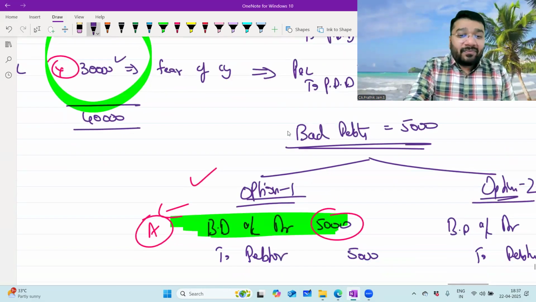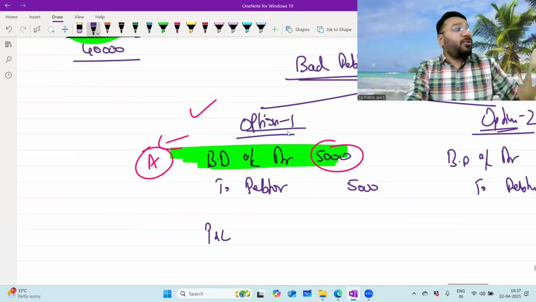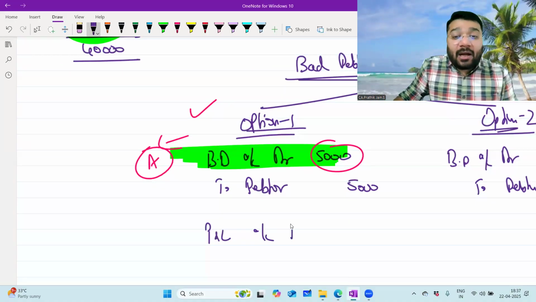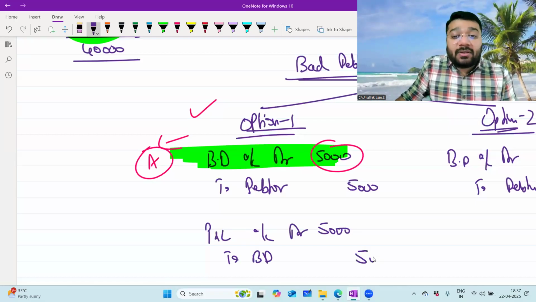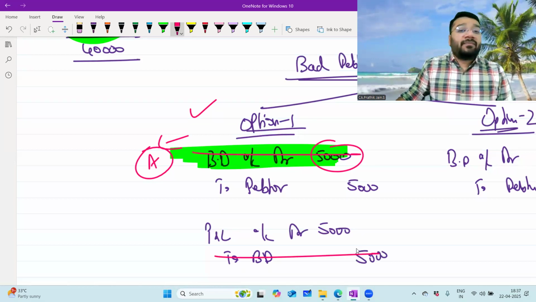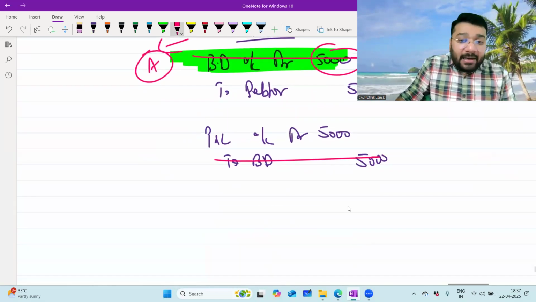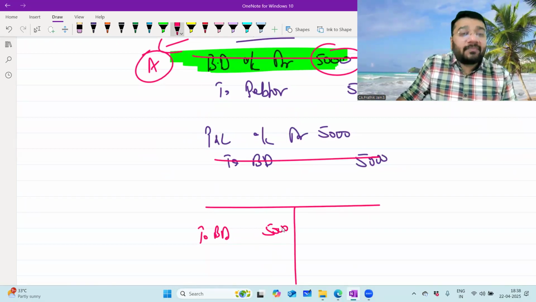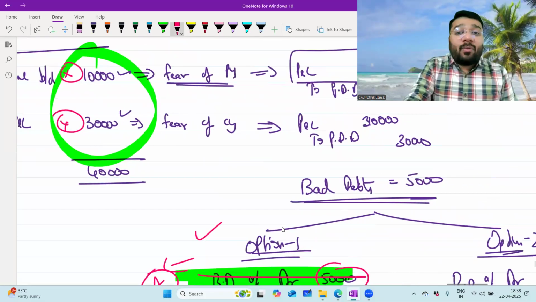No. So I'll assume that A is a new person who has not given me the money and I'll transfer this entire money to P&L. So P&L account debit 5,000 to bad debt 5,000. Any problem? So the bad debt ledger is opened here and closed here. So in the P&L account, what will be recorded? To bad debt 5,000. Apart from that, in the current year P&L, what entry did you pass?